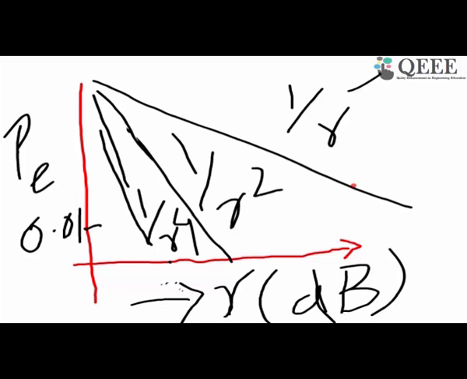Okay, it comes around 5 to 6 dB. So it is almost as near. It is 16 dB for getting a probability of error of 10 power minus 6.